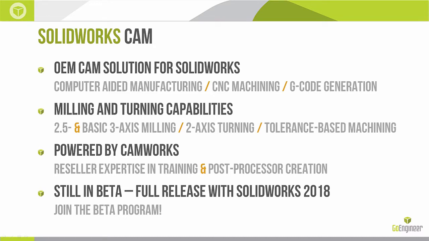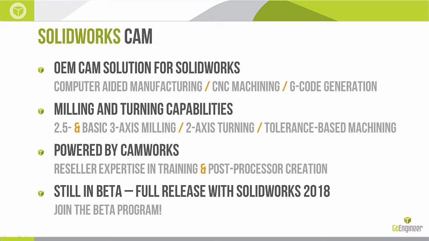CAM stands for Computer-Aided Manufacturing. It is what we use to program our CNC mills, our CNC lathes. The output of CAM is a G-code file. SolidWorks CAM is going to be a narrowed down version of CAMWorks. It's going to be the 2.5 axis milling, some very basic 3-axis milling, 2-axis turning, and tolerance-based machining.